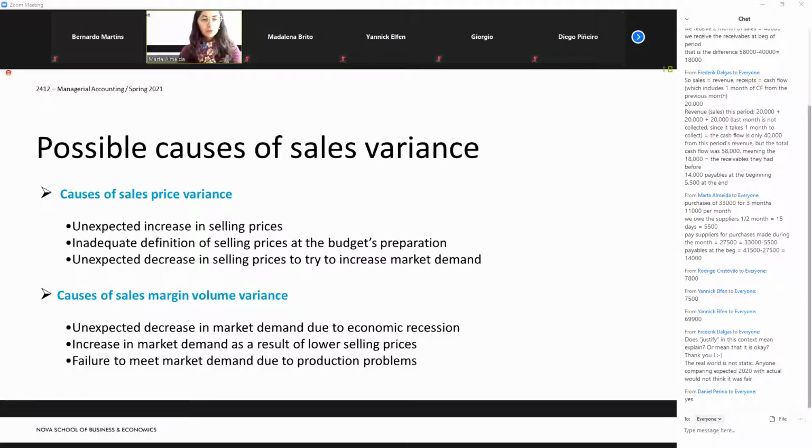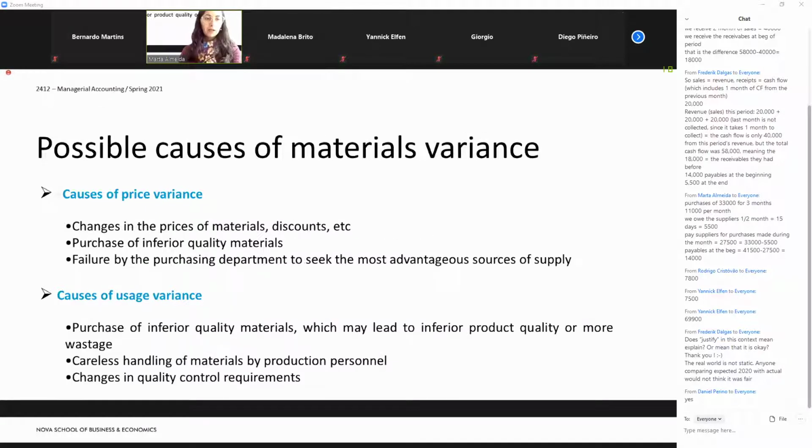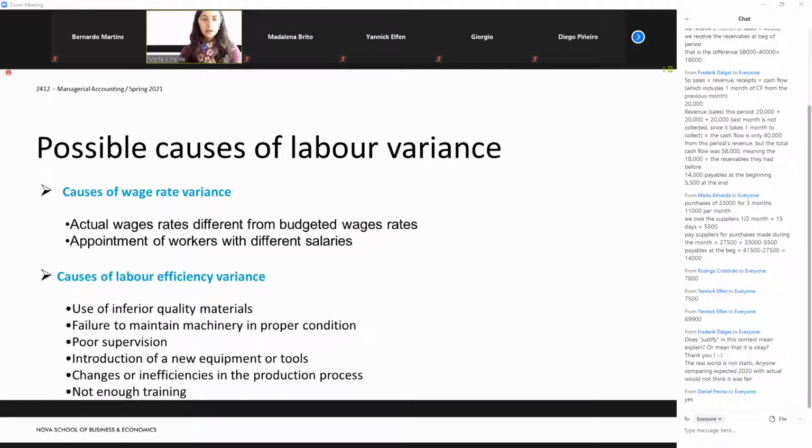We have here causes of the sales margin volume variance. It can be an expected decrease in market demand due to economic recession, an increase in market demand as a result of lower selling prices, or a failure to meet market demand due to production problems. And we have here now causes of price variance and of usage variance. I will let you read these at home.